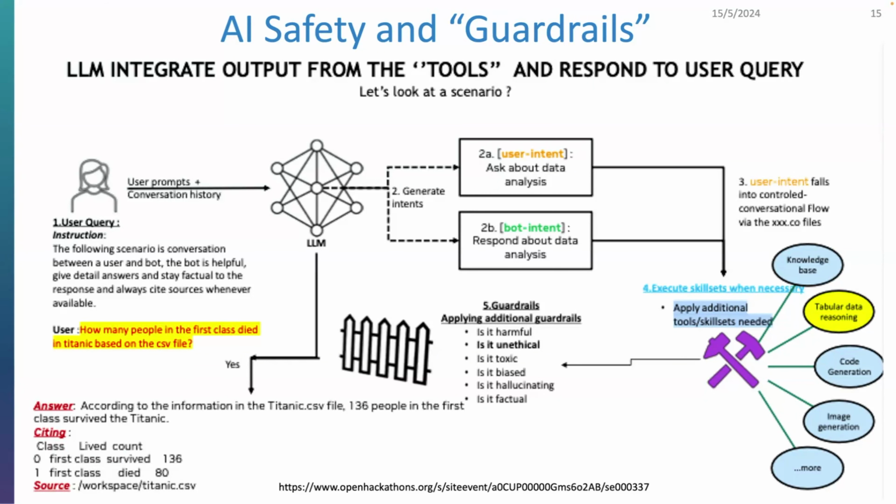Check which tool I should use. So should I use the knowledge base, data reasoning or processing, code generator, image generation? Now I'll use the data reasoning tool. Okay, I'll do a little bit of analysis to determine, is it unethical? It could be considered a little bit harmful, I guess, in that sense, but it hasn't tripped the threshold or the alarm. So I'll pass it through and I'll give the information back in that context.